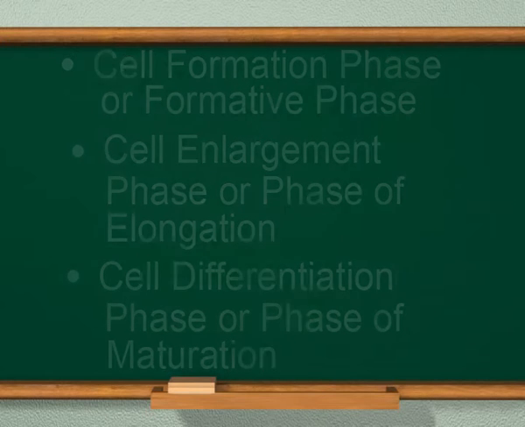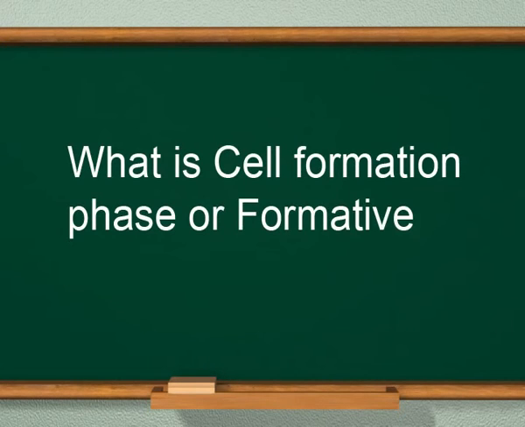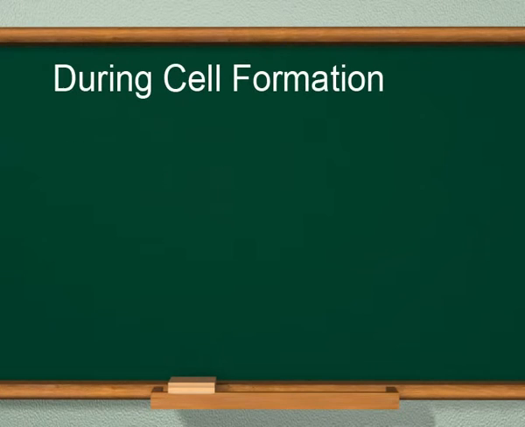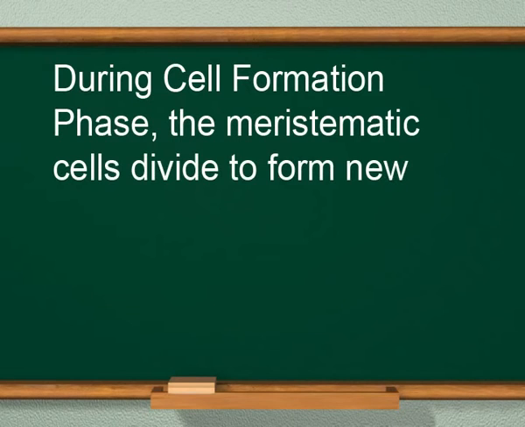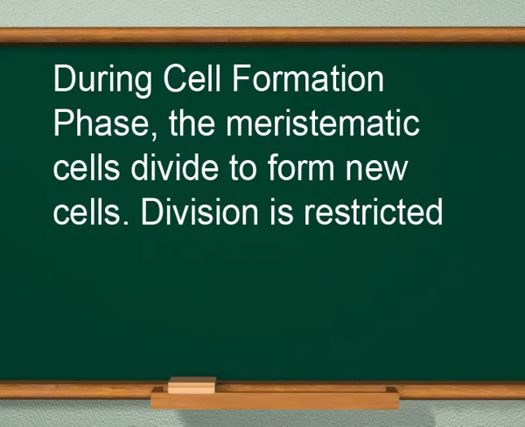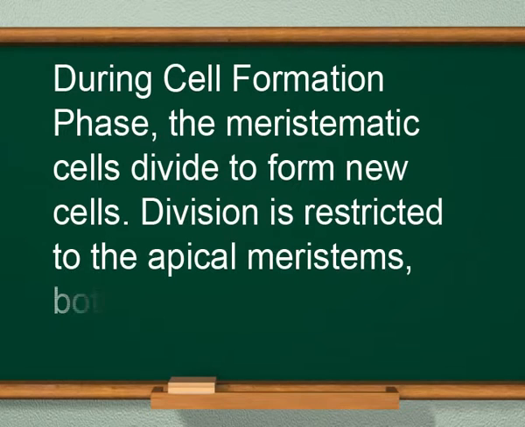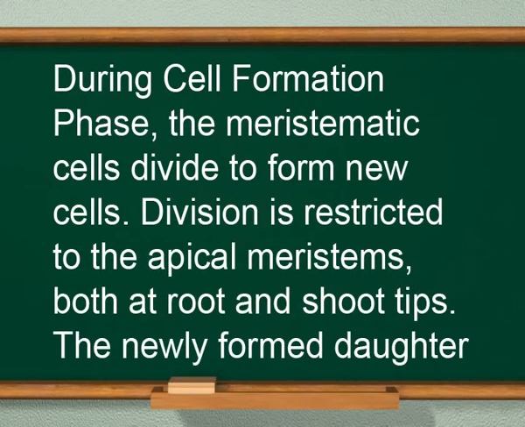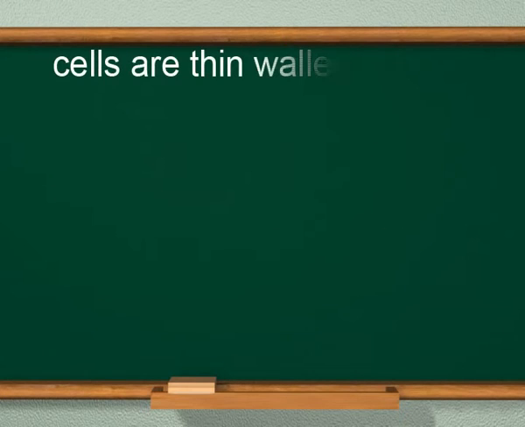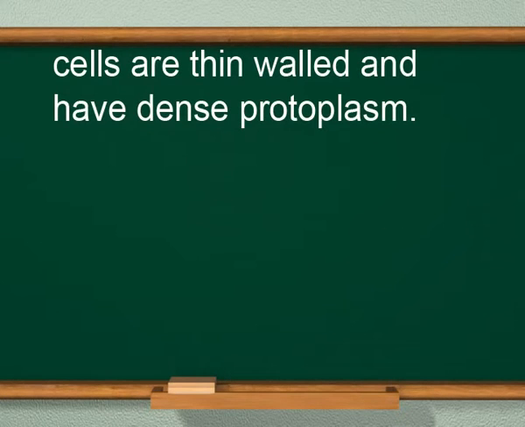Next question. What is cell formation phase or formative phase? The answer is, during cell formation phase, the meristematic cells divide to form new cells. Division is restricted to the apical meristems both at root and shoot tips. The newly formed daughter cells are thin-walled and have dense protoplasm.